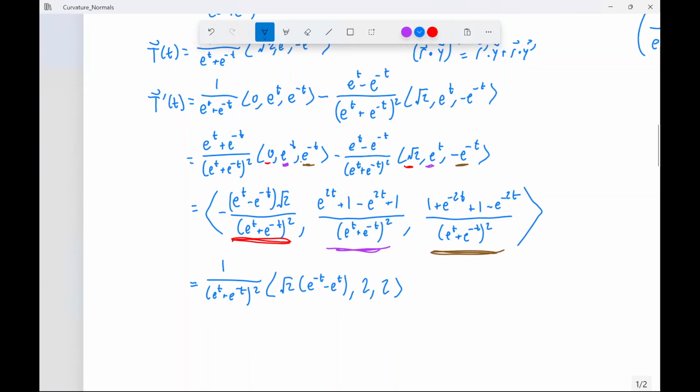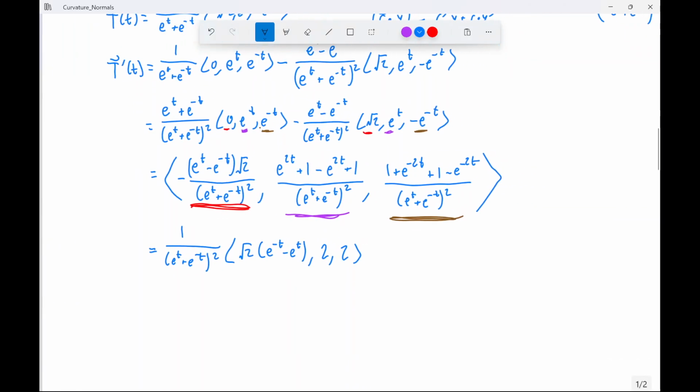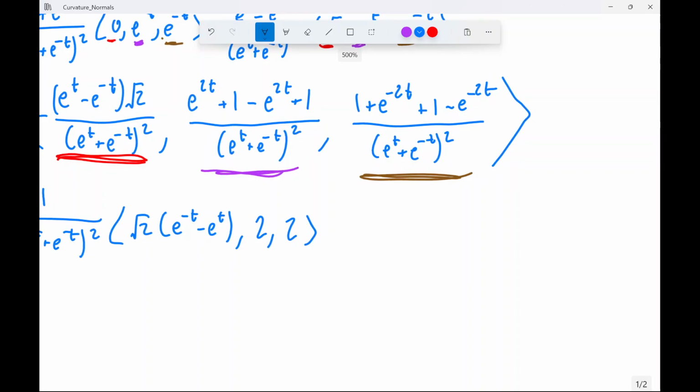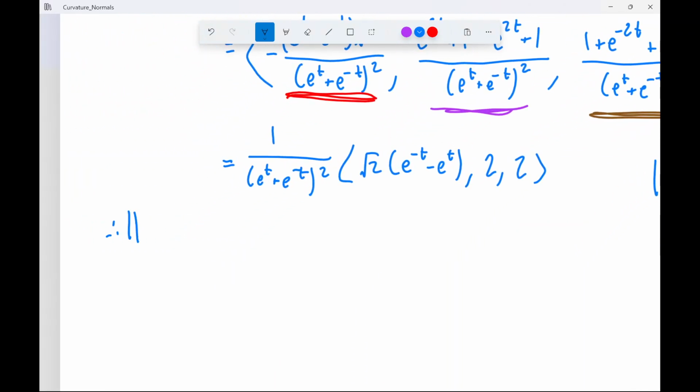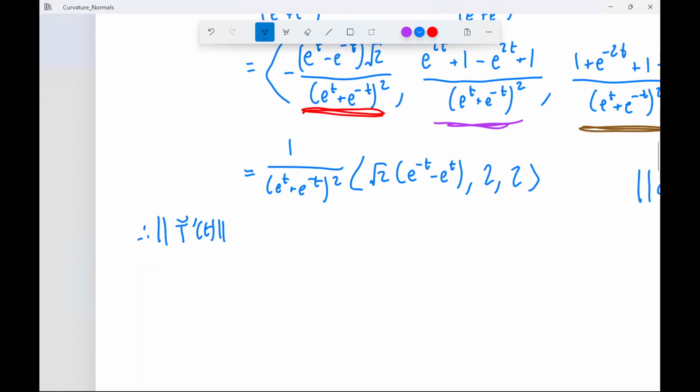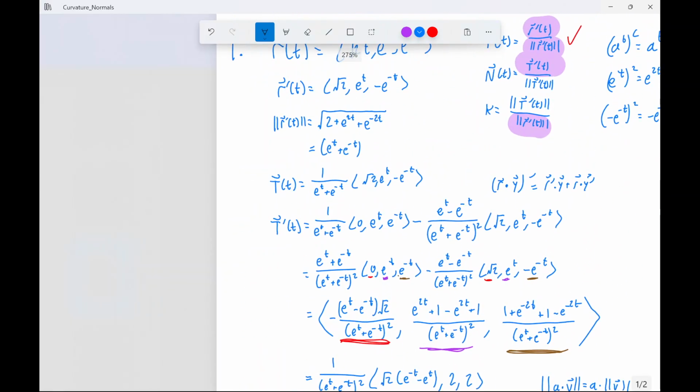So why did I do all this? Because there's this cool fact that the length of some constant times a vector is equal to the constant times the length of the vector. And so when I'm finding the length of T prime of t, I can just factor out this constant, and that makes the arithmetic a lot easier.